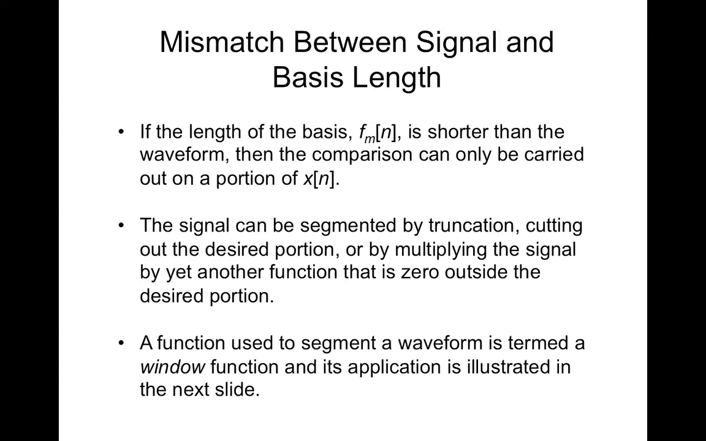Now, obviously, you can't have a mismatch between your signal and the length of your basis function. So if your basis function is shorter, you have to truncate your signal down to the same number of points. So you cut out some portion, or you multiply the signal by another signal that zeroes it out outside the desired portion. So we can use windowing functions that we talked a little bit about previously.